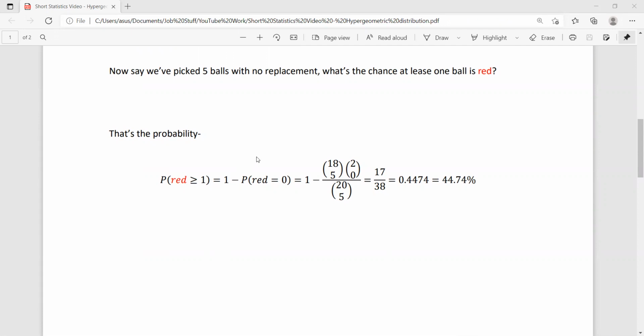So altogether, this would be 1 minus 18 choose 5, where 18 would be the non-red balls, times 2 choose 0, which are 0 balls picked from the 2 red balls, altogether over 20 choose 5. Altogether, we have 44.74%.